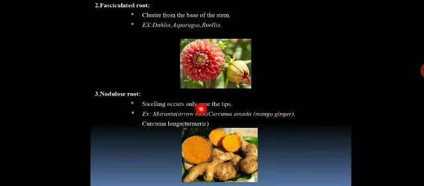Swelling occurs only near the tip. Here you see the tip, that portion alone has a swelling. Here there is a nodule present. Then only it comes under the nodulous root. For example, Curcuma longa, that is turmeric, manjal; Curcuma amada, mango ginger, ma inji in Tamil; and maranta, arrowroot. These are some examples of the nodulous root. Here mostly the root has the capacity to produce nodes. Then only it is called a nodulous root.